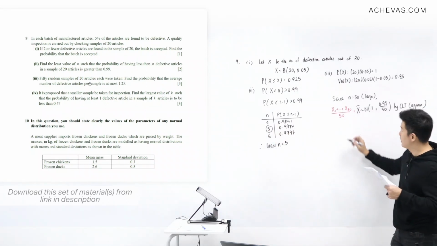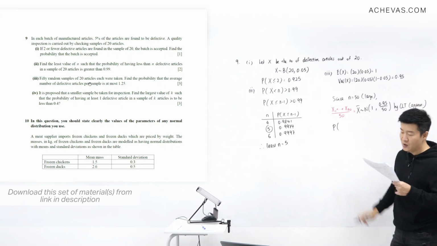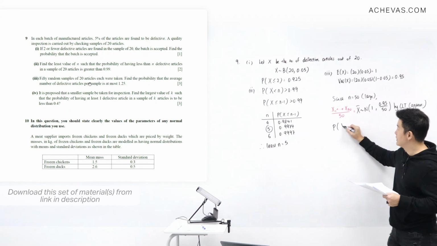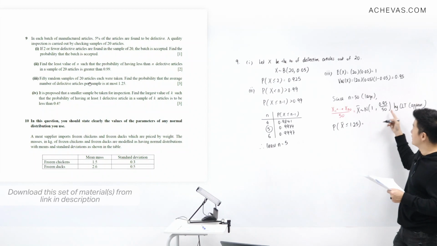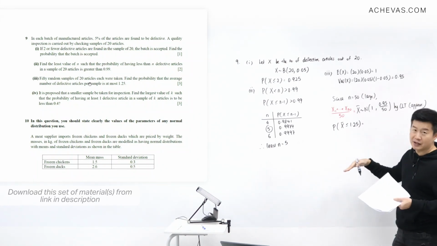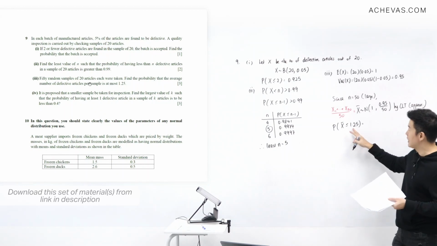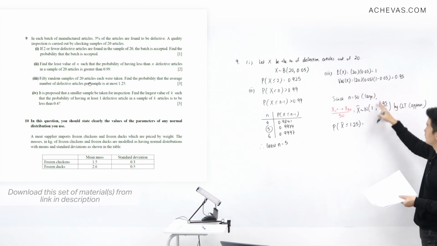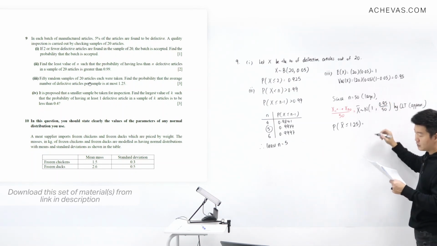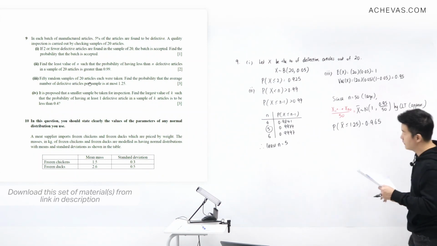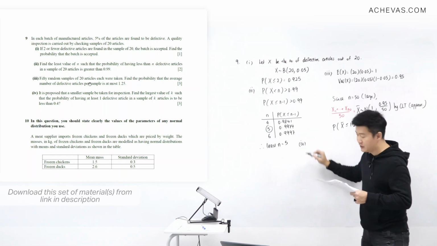So the question is requiring us to find the probability where this average is at most 1.25. So this average here is at most 1.25. I'm going to just press this into my calculator with the lower limit as negative E99 or negative infinity, upper limit as 1.25. The mean is going to be equal to 1. The standard deviation is going to be the square root of this entire thing. Pressing into my calculator, I'm going to get my answer here as 0.965.